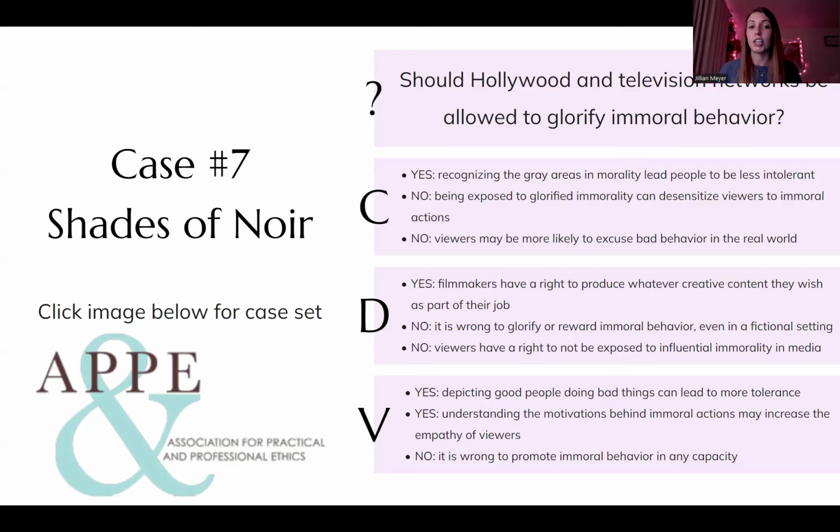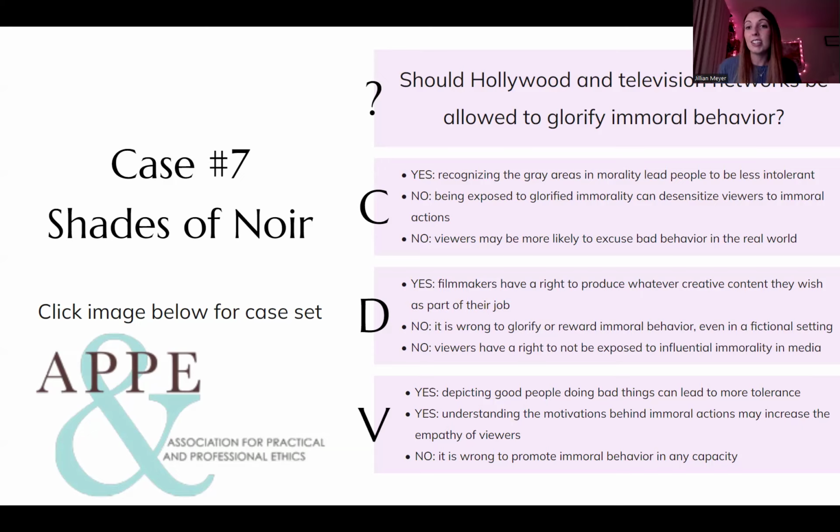Now, for deontology, you might say yes, filmmakers have a right to produce whatever creative content they wish as part of their job. It's an inherent right of being a filmmaker. They can make what they want. You might also say no, because in principle, it's wrong to glorify or reward immoral behavior with a TV show, even if it's in a fictional setting, or viewers have a right not to be exposed to influential immorality in media.